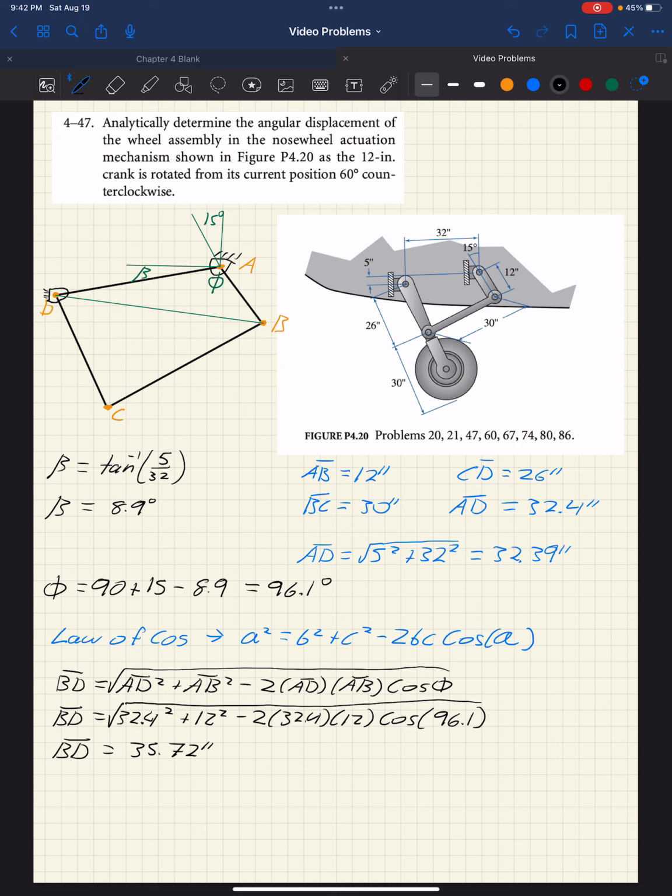Okay, so now we have BD, so let's try and complete this triangle up top. So another angle that will probably be of interest to us, especially because what we're really focusing on is CD and where CD is oriented, will be this angle right in here that we're going to call theta.